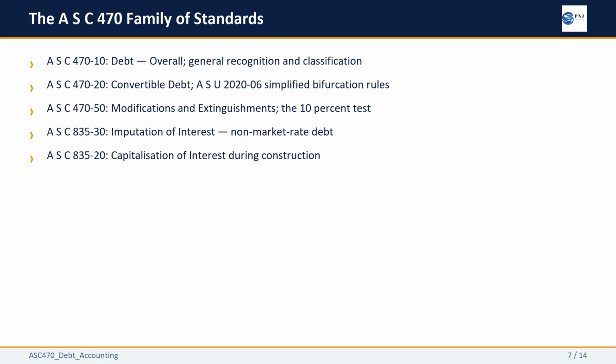ASC 470 is not a single standard. It is a family. The -10 subtopic covers general debt recognition and classification. The -20 subtopic covers convertible instruments. The -50 subtopic, one of the most practically important, covers what happens when debt terms change. And ASC 835 sits alongside, governing imputed interest and interest capitalization. Understanding how these subtopics fit together tells you which guidance to reach for in any situation. We will visit each of them in detail across this training series.